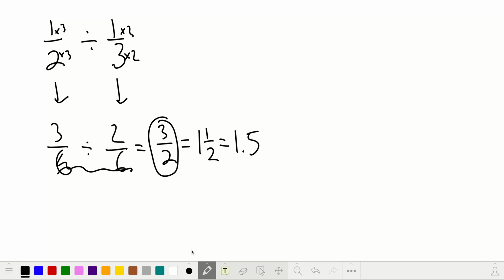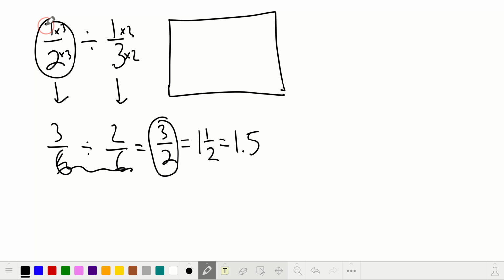Now, another way to solve this problem, if you don't like common denominators, is to draw an area model. So first, I'll draw a rectangle. And then I'm going to start with 1/2. So I'm going to draw 1/2, and I'm going to shade in half of it.